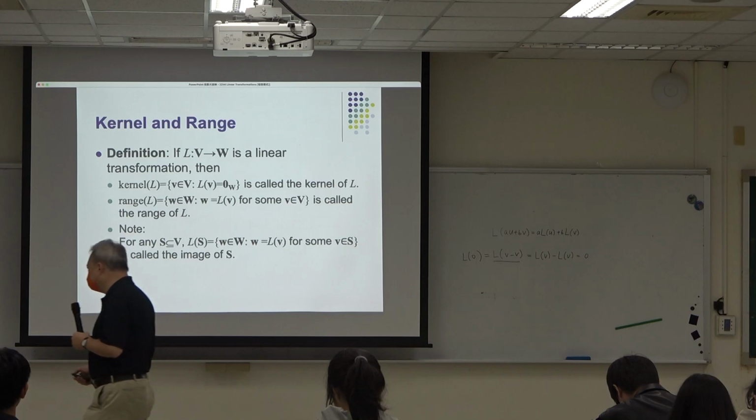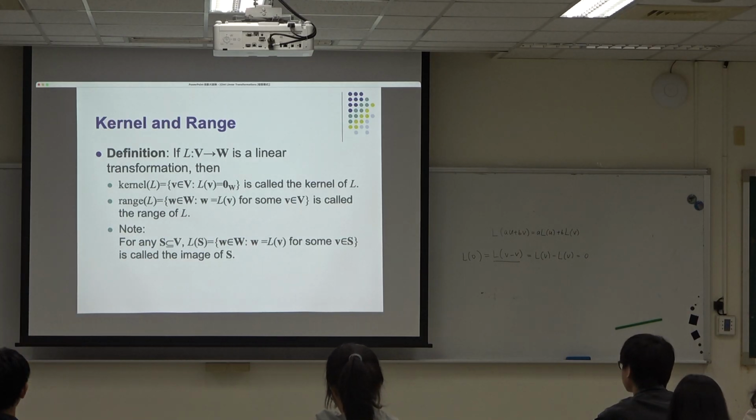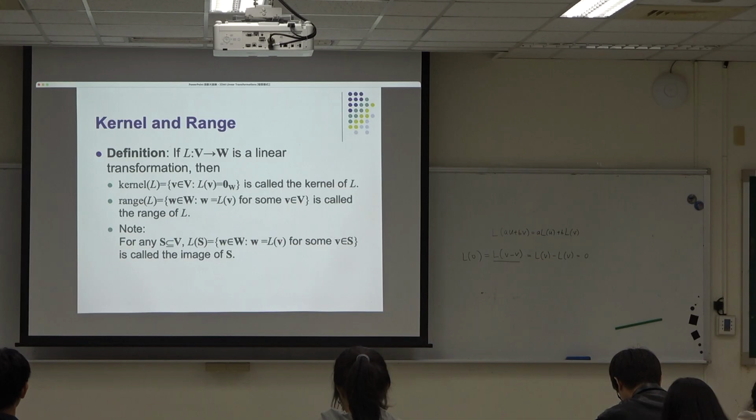Kernel of L. And the other one is the range of L. The range of L is a collection of the vectors in W such that W equals L(V) for some vector V in the vector space V. So this is called the range of L.